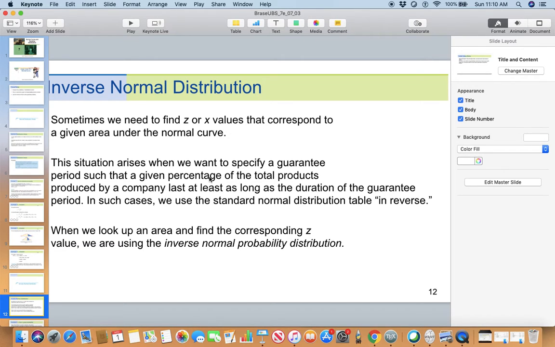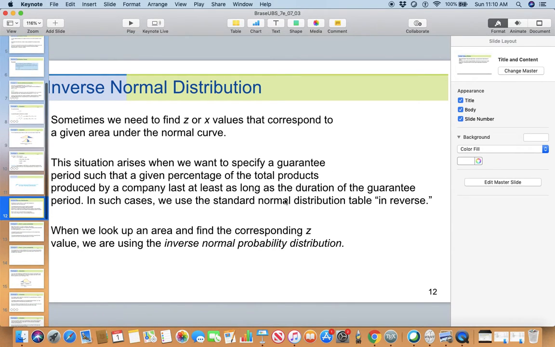That is going back. Now, the situation arises when we want to specify a guarantee period such that a given percentage of the total products produced by a company last at least as long as the duration of the guarantee period. In such a case, we use the standard normal distribution table in reverse. When we look up an area and find the corresponding z value, we are using the inverse normal probability distribution. So let's see what that means, right?